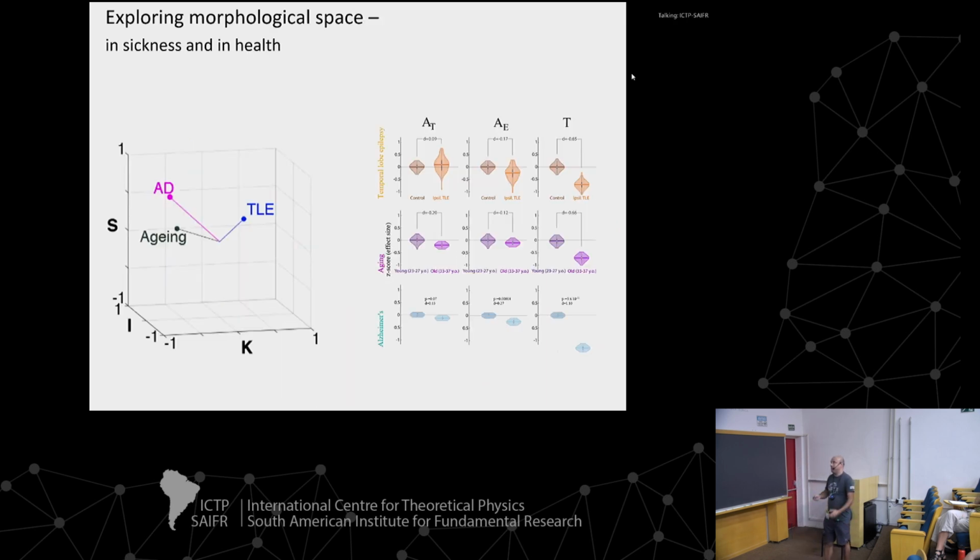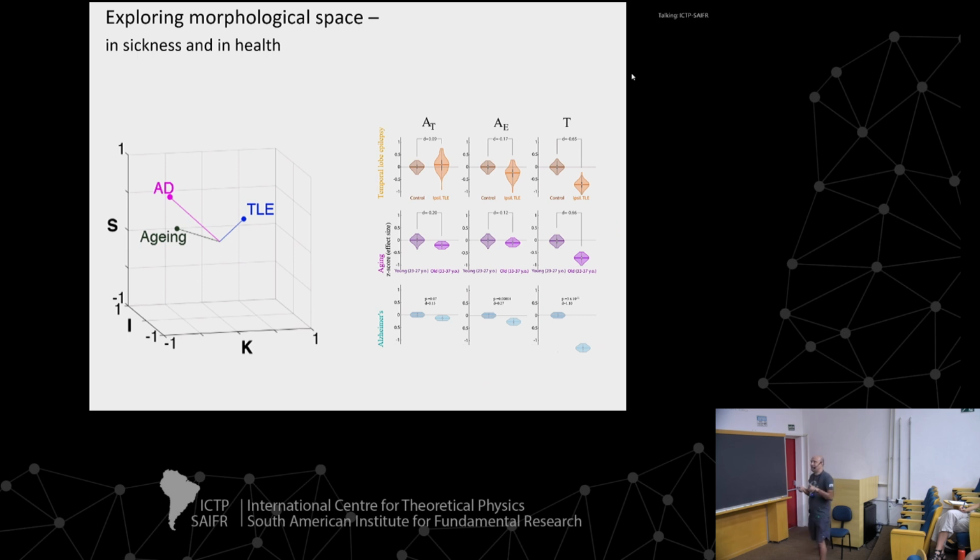Now, what does this mean? Well, it means that we can now try to segregate different conditions for human cortices in this space. So we have three conditions here: temporal lobe epilepsy, aging, Alzheimer's. Hopefully, in the next few months, some people are sitting here, and we're going to add more lines to this plot. And we look at, initially, the original variables, the thicknesses and the areas.